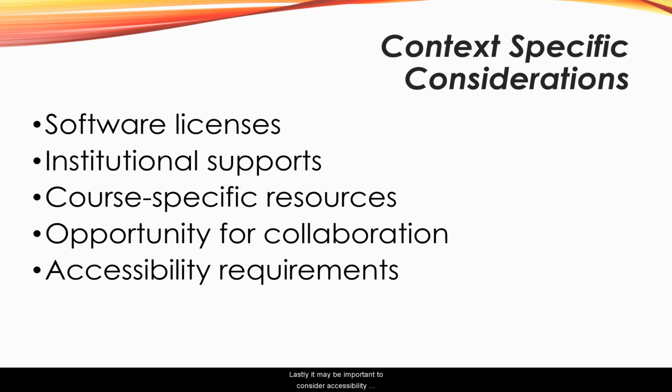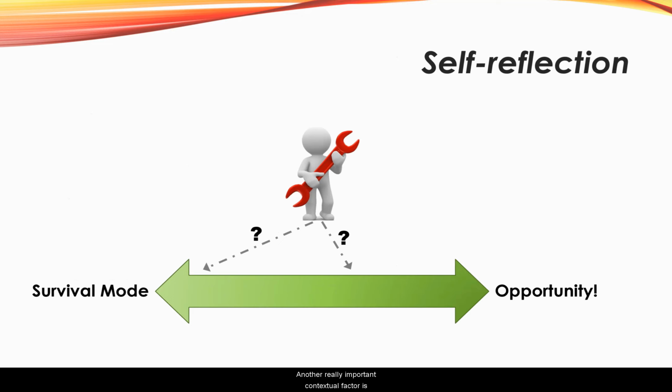Lastly, it may be important to consider accessibility requirements. How these will be applied or addressed in this current context may vary, but it's important to at least be aware of accessibility standards and requirements. For example, in Ontario, the Accessibility for Ontarians with Disabilities Act and associated standards apply to most or all materials posted online. Another really important contextual factor is your personal capacity at this time.